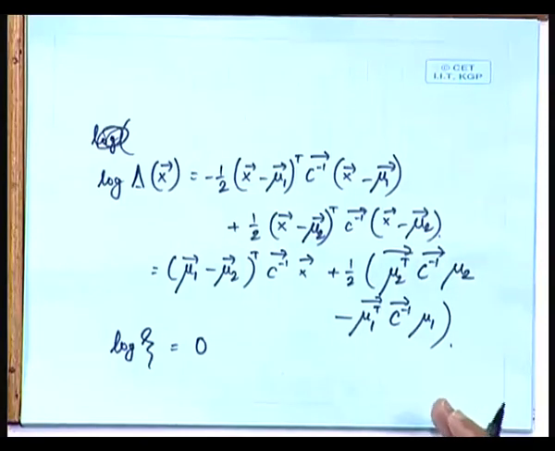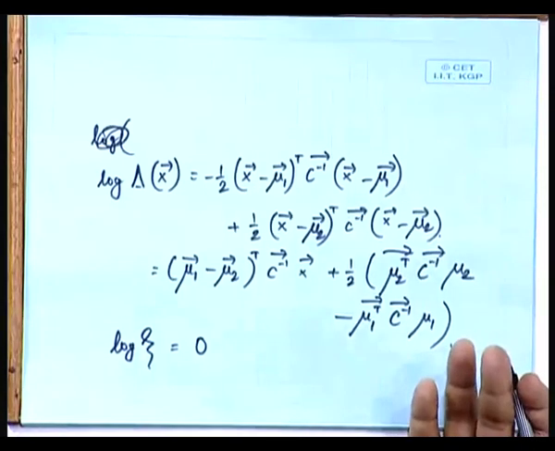So, in that case what is going to be the decision boundary? The decision boundary should be when the log of lambda x, the log likelihood ratio, is greater than or equal to log xi, in this case 0.